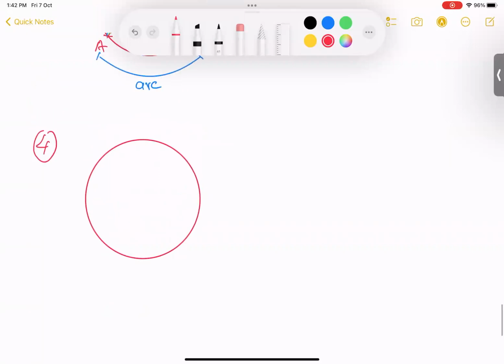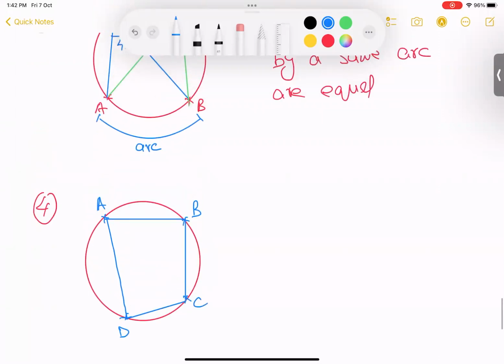The fourth property: if I have four points on a circle, anywhere A, B, C, D. These points can be anywhere, but they must be on the circle. Not inside the circle, that's wrong, and not outside the circle, that's wrong. They must be on the circle. If you join all four points like this, A to B, B to C, C to D, and D to A, it has a special name. What is the reason behind it? The fourth property. I'll tell you, the special name is cyclic quadrilateral.